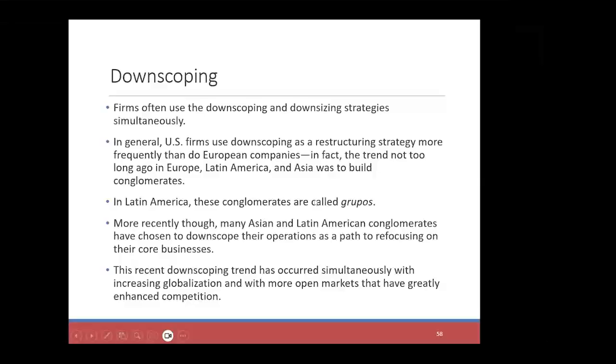So in Latin America, these conglomerates are called grupos. In Korea, they are called chaebols. In Japan, they are called keiretsu. Like Samsung would be a chaebol, right?